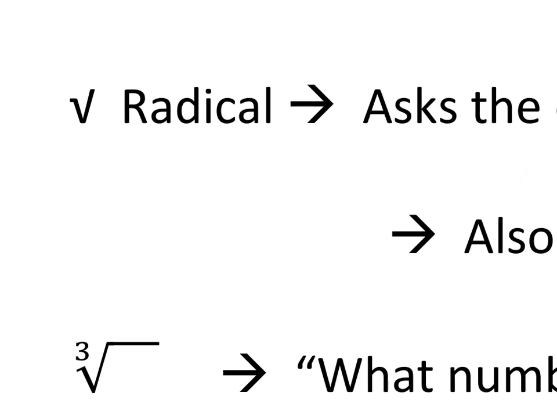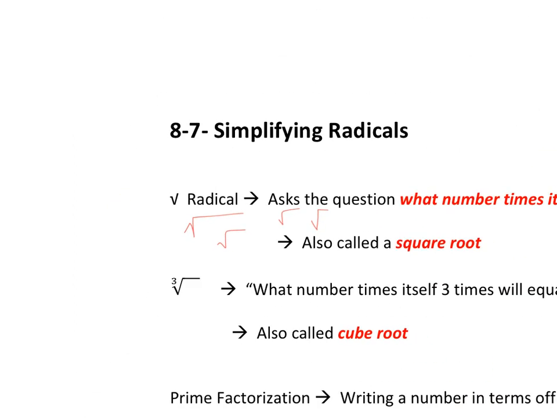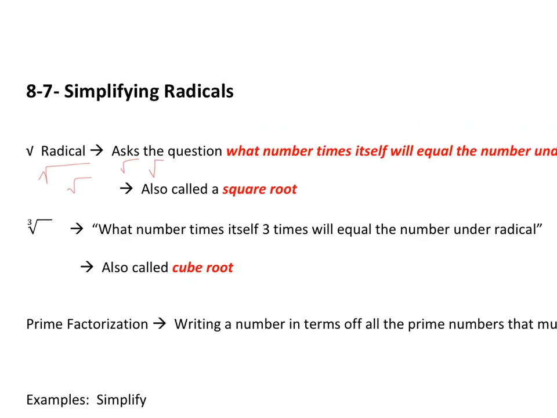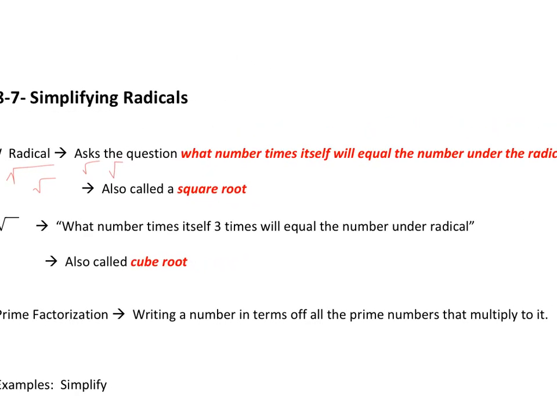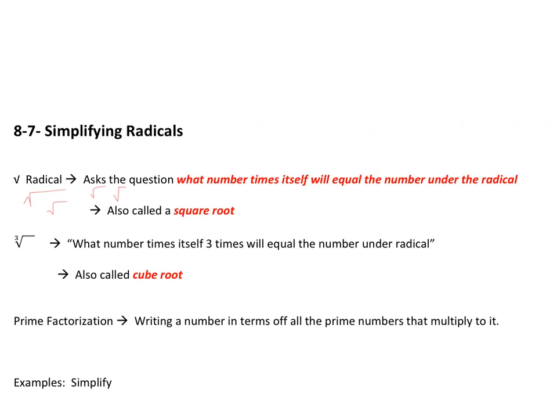So here's what we do. This symbol right here is a lazy radical. Here's what your radical should look like. Your radical looks like this always. It looks like one of these two. Sometimes I write it like this, but generally speaking, you make a check, go up, and then out. That's your radical. Here's exactly what a radical does. It asks the question, what number times itself will equal the number under the radical? It's also called the square root.